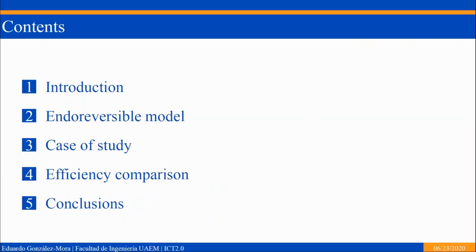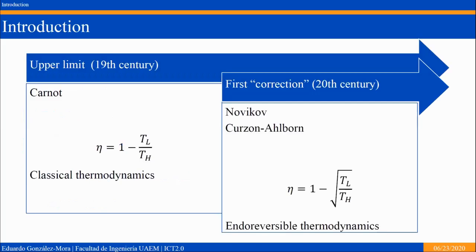Okay, the contents of this presentation will be a brief introduction to the Endoreversible model basis that is used to explain the determination of the case of study, the efficiency comparison, and the conclusion of the current analysis. Well, in the 19th century, the upper limit of heat engines was established by the Carnot limit in classical thermodynamics. This famous equation states that the maximum efficiency of a reversible heat engine is just a function of the quotient of the temperature of the heat reservoirs.